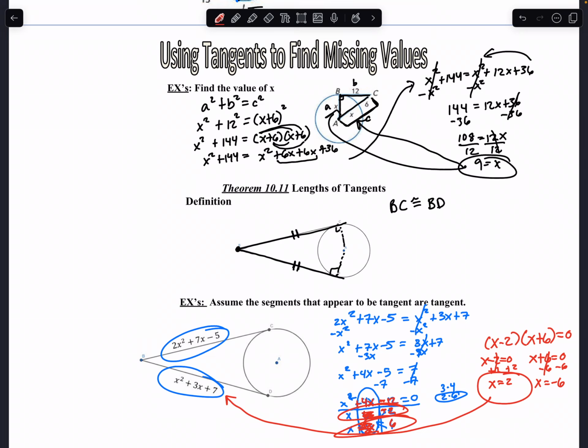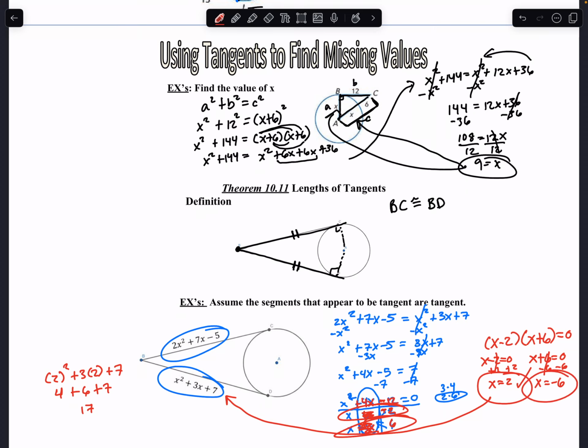So if we plug 2 over here, we're going to have 2 squared plus 3 times 2 plus 7. 2 squared is 4. 3 times 2 is 6, plus 7. So when you add all of these up, 4 plus 6 plus 7 is just 17. The length of BD is a positive number, so I know I'm going to keep this as a solution.